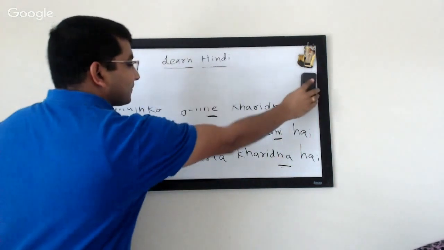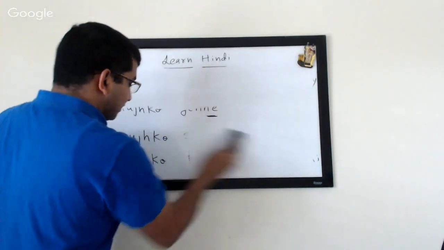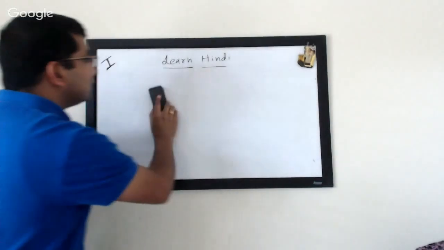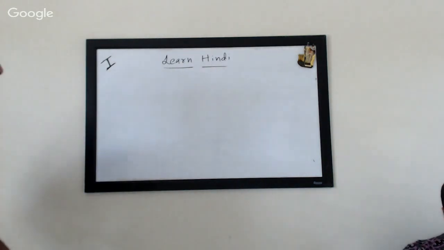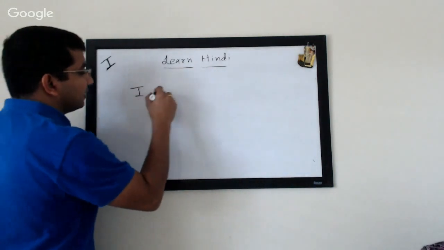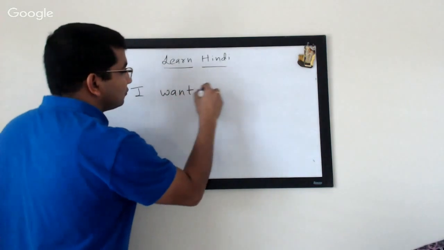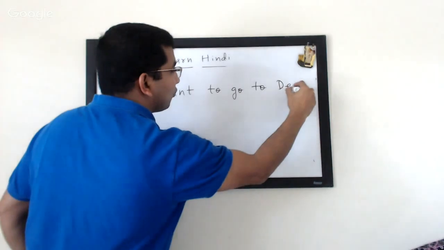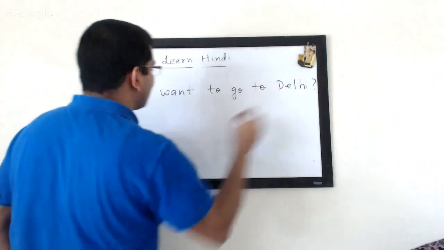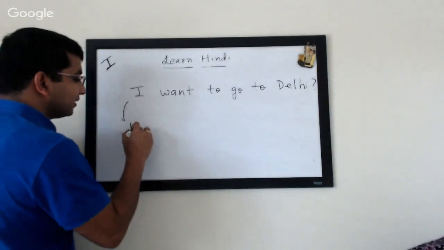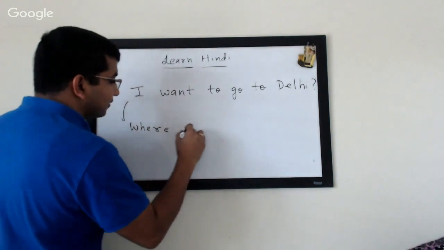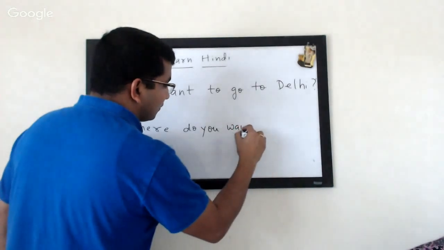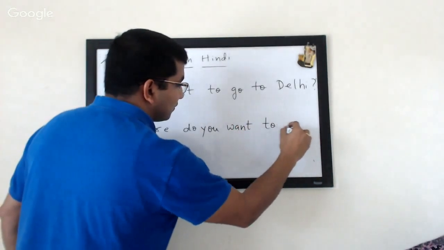Now, one more thing that I want to cover as part of this first survival skill, where you are saying, I want to go to, let's say, I want to go to Delhi, right? What would be the question for it? The question is, where do you want to go?